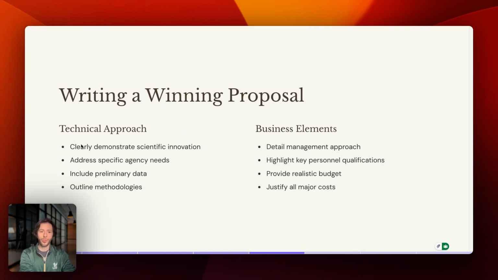Starting with the technical approach, you should clearly demonstrate scientific innovation, address specific agency needs, include preliminary data, and outline methodologies. In the business part of the proposal, there will be a detailed management approach. Highlight your key personnel qualifications, what makes you qualified to do this job out of everyone else. Budget is one of the most important topics, and you need to justify all of the major costs that you will be incurring with the contract.